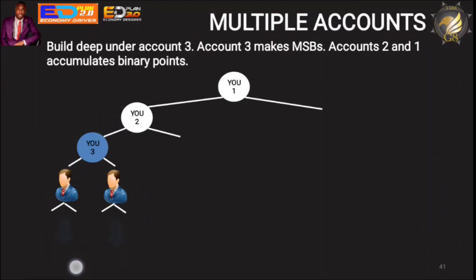This guy here and this guy here will continue building the business, which means account number 3, you build deep under account 3, and account 3 will start making pairs, and account 2 and 1 will accumulate binary points. So if let's say you have connected 2 people here, those are 2,800 binary points left and right. This one has made money, but this one will accumulate 2,800 binary points, and this one will accumulate 2,800 binary points, which means this one on the left side will start accumulating points, which means if you start working on the right side, you make money automatically. So that is how it is.